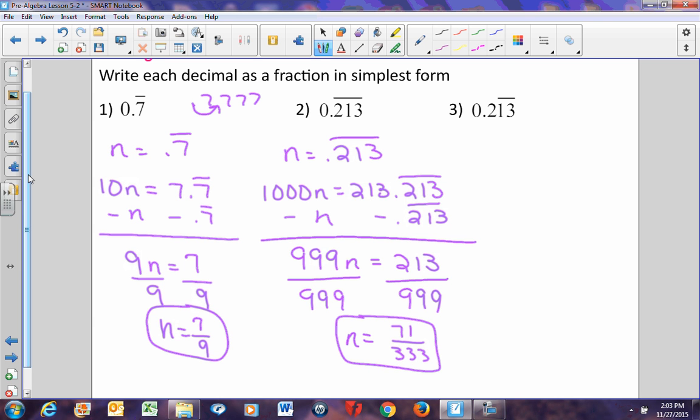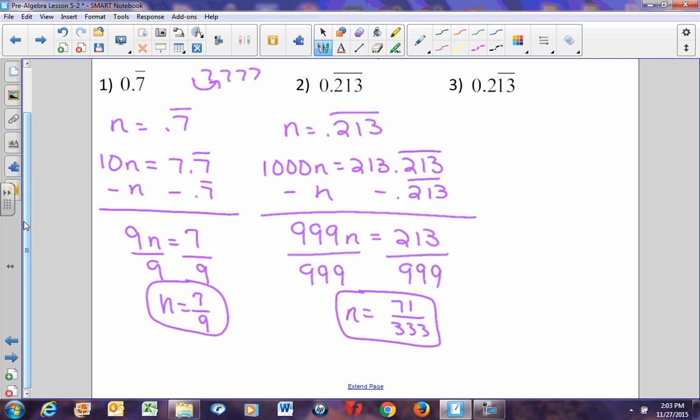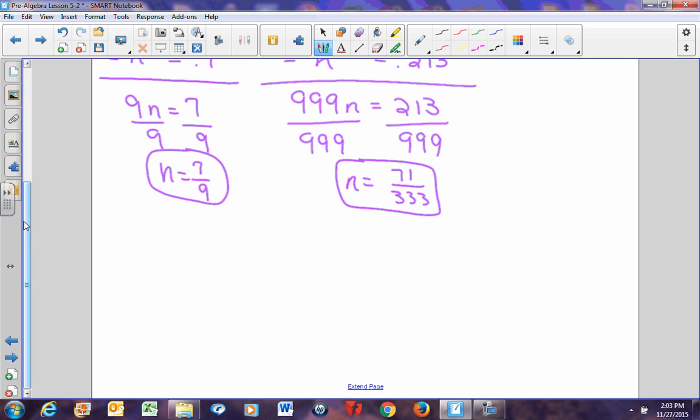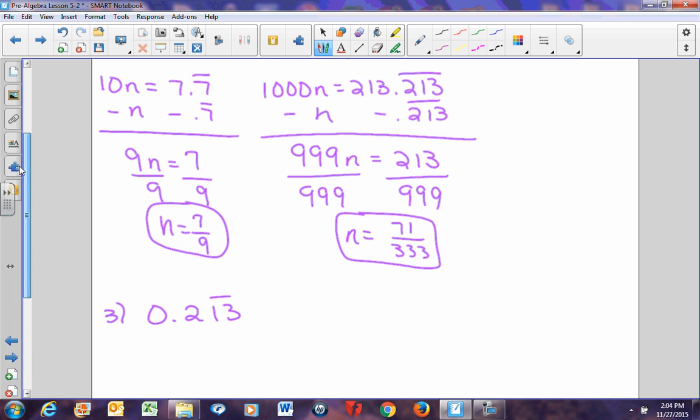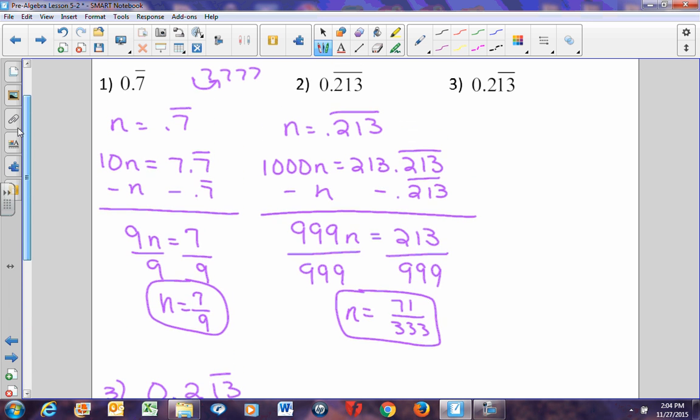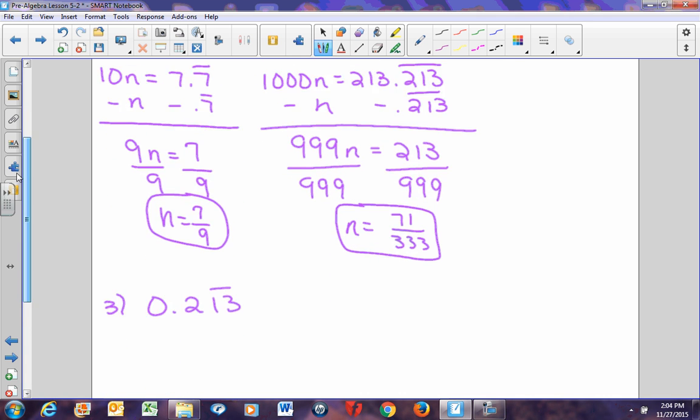All right, let's take a look at number 3. And I'm going to move number 3 down a little bit because I need a little bit more space. Okay, it's 0.213 repeating, but the only thing repeating is the 1, 3. The difference between number 2 and number 3 is that in number 2, the 2, the 1, and the 3 are repeating, and in number 3, only the 1 and the 3 are repeating.